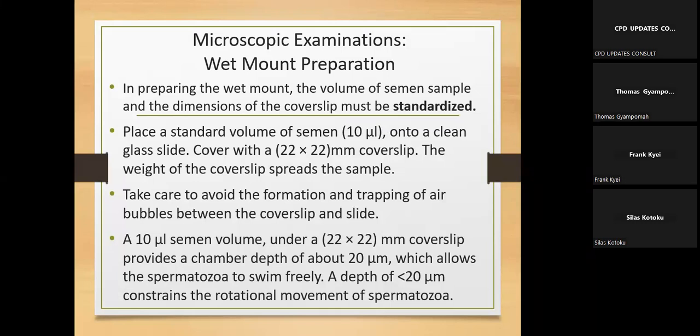So you see that you get a depth of 20 micrometers, and this depth is the space that's going to be available for the sperm, so that we are not going to get one sperm lying on another sperm. There's going to be one layer, so that the sperms will be lying on one layer. If you allow too much, then the sperms will be lying on each other, and when they lie on each other, you cannot make a proper assessment.